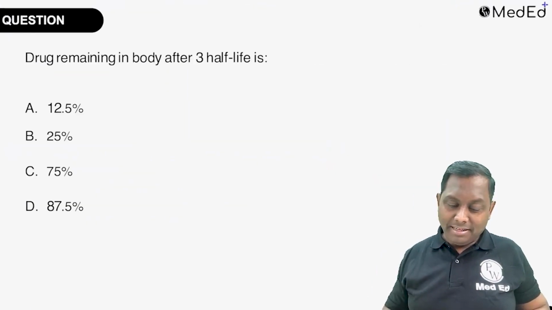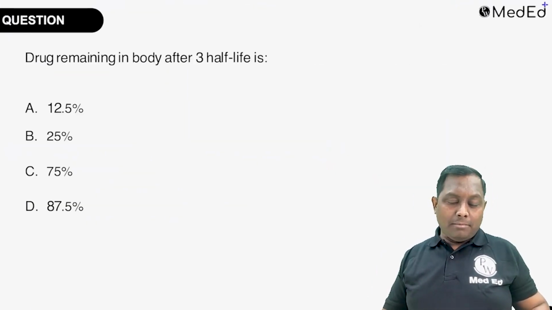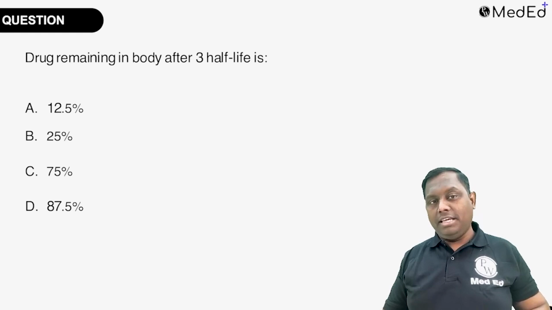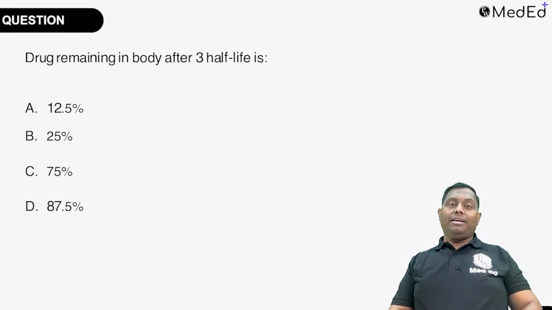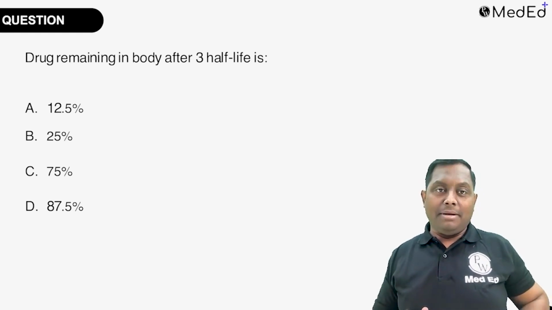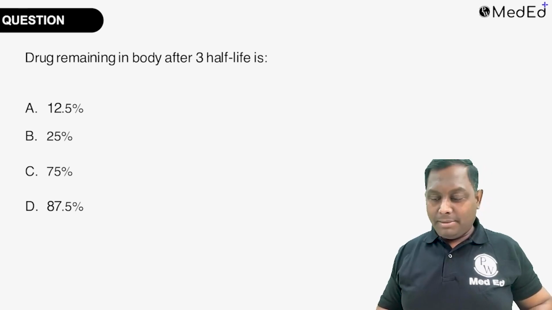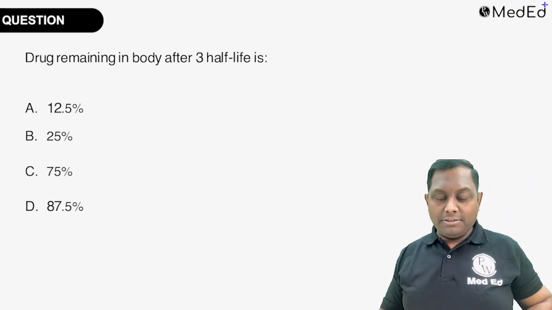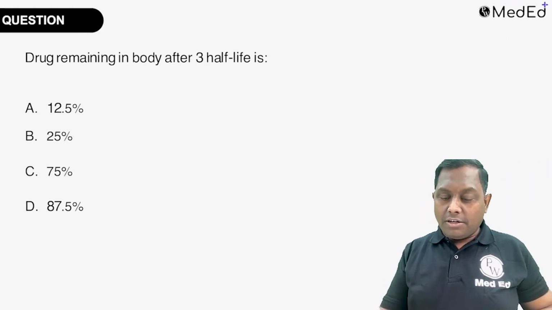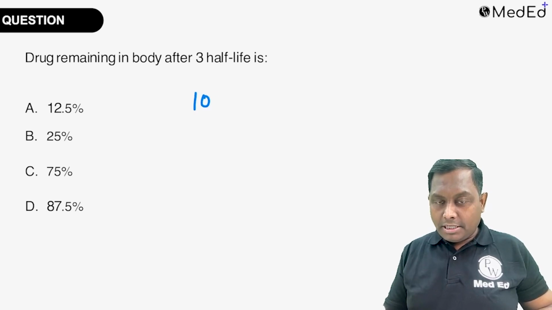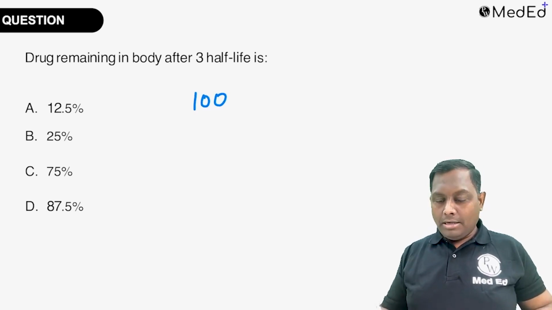ठीक है. नेक्स्ट, ड्रग रिमेनिंग इन द बॉडी आफ्टर 3 हाफ लाइफ्स. 3 हाफ लाइफ के बाद बॉडी में कितना ड्रग बचेगा? ड्रग रिमेनिंग इन द बॉडी आफ्टर 3 हाफ लाइफ, बताइएगा प्लीज. व्हाट्स योर आंसर? So when you start from a basic, let's say you are starting from 100 and you know that after 1 half life, what is half life guys?